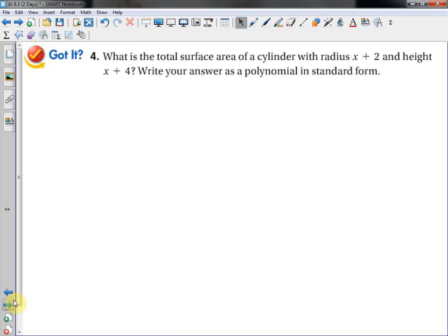All right, here's a problem for you. Very similar to the last one. The only difference is a little bit different lengths and radius. Please refer to the previous problem when you try this one.